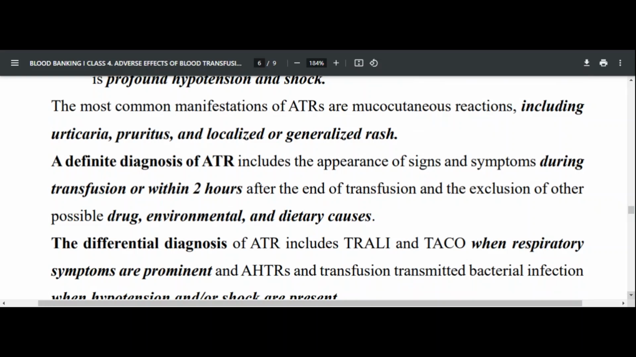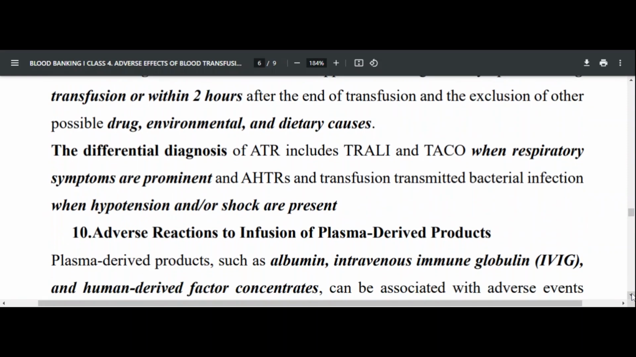For the differential diagnoses, of course, we include TRALI when respiratory symptoms are prominent. So you have also to check if respiratory symptoms are prominent, then you have to exclude TRALI. And acute hemolytic reaction should also be excluded, as well as transfusion-transmitted bacterial infection in case of hypotension and shock. Because you remember, acute hemolytic reaction goes with shock and hypotension, the same as transfusion-transmitted bacterial infections.